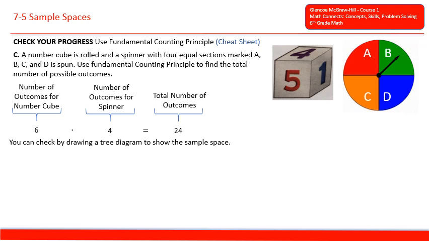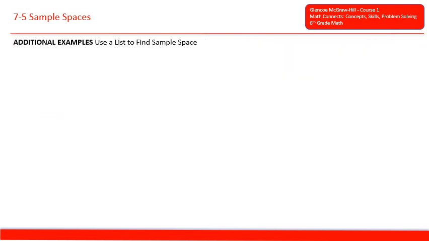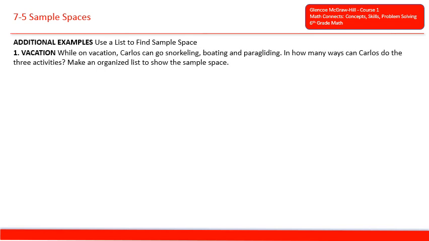And you can check by drawing a tree diagram to show the sample space. So if you did, you'd have 6 of the initial. So 1, 2, 3, 4, 5, 6. And then you would have 4 off of each number, for letters A, B, C, D off each number. Additional examples, use a list to find sample space.